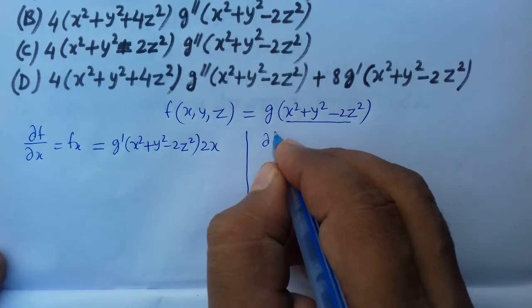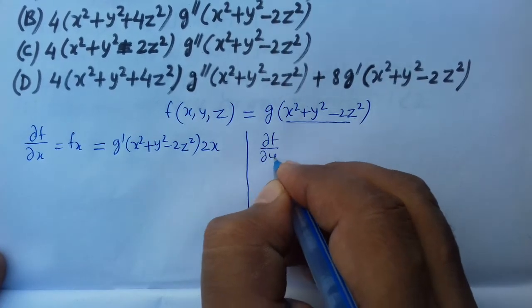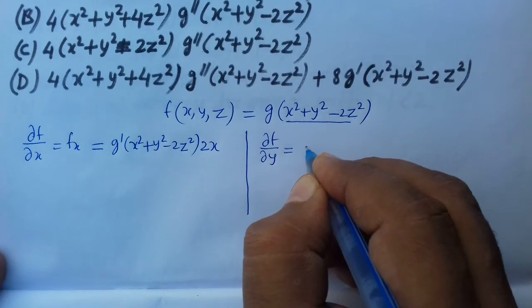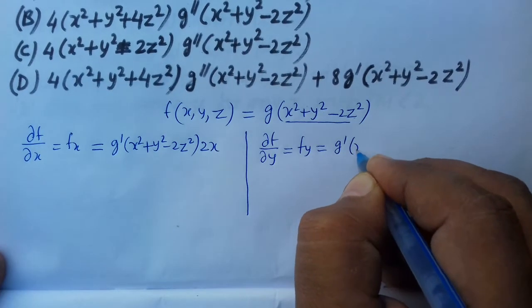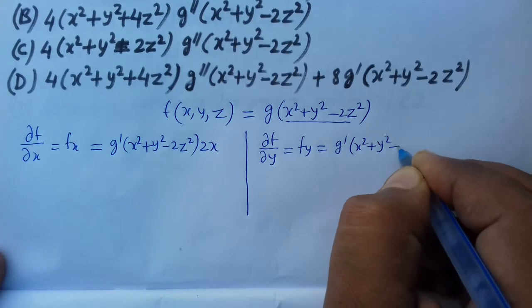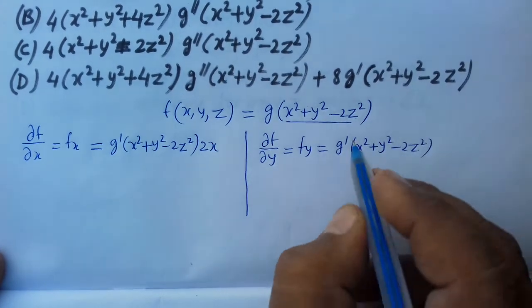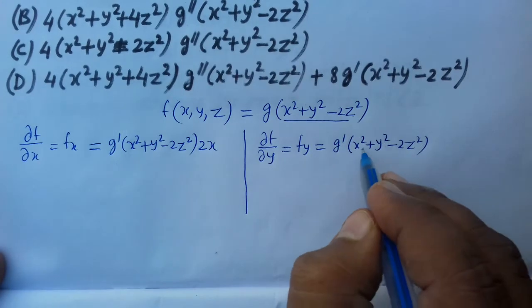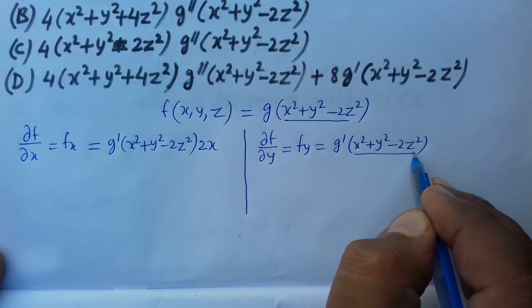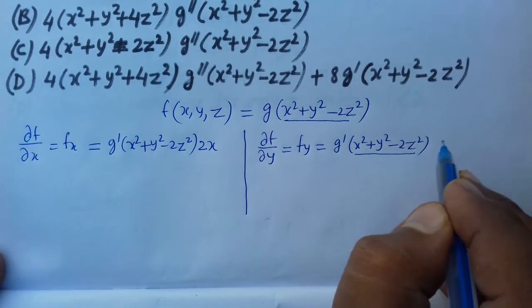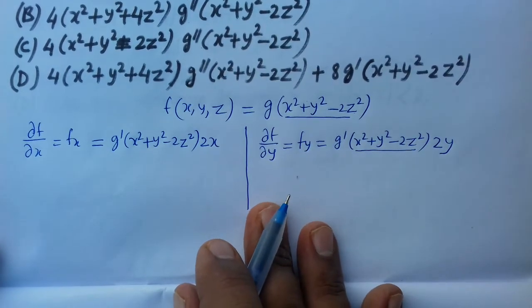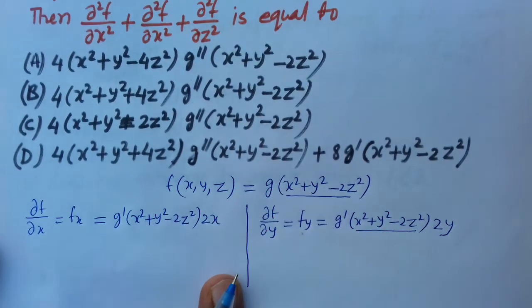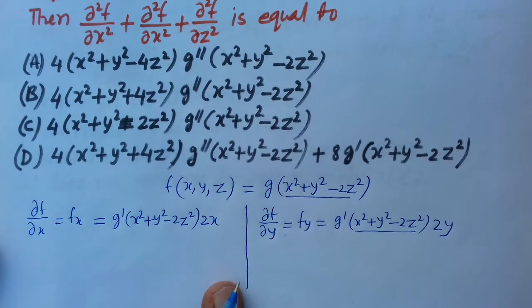Now ∂f/∂y this time. Similarly, that is f_y = g'(x² + y² − 2z²), differentiation of this, and thereafter differentiation of the inside expression with respect to y, so this will be 2y. Now we have found the first derivative of both.